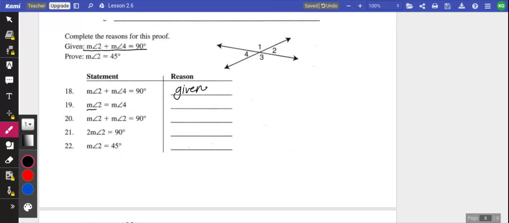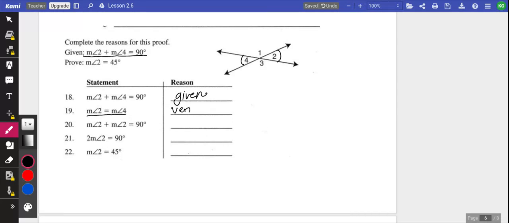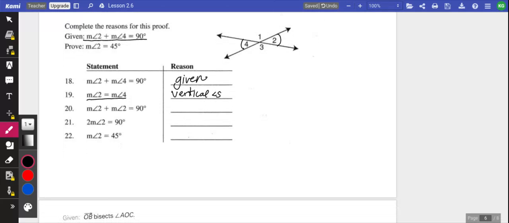How then would we know that measure of angle 1 equals measure of angle 4? So we look over here, and I'm looking at measure of angle 2 and measure of angle 4, and I see they are formed by intersecting lines. They are vertical angles. Then now I have that measure of angle 2, and instead of angle 4, I put in another angle 2 because they're equal. So that is substitution. Now I have 2 angle 2's equal 90 because of combining like terms. Divide both sides by 2 to get 45.